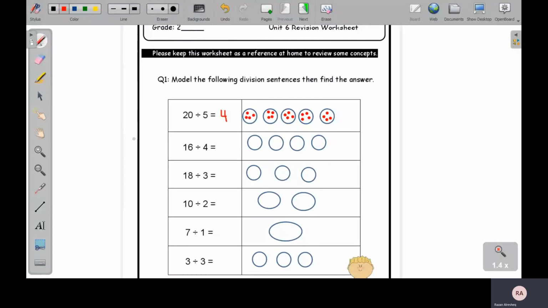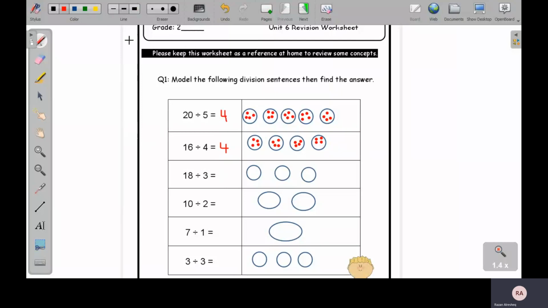Now, the next one says 16 divided by 4. What's the answer? I have 4 different groups because the second number is 4, and I'm going to equally share 16. So 1, 2, 3, 4, 5, 6, 7, 8, 9, 10, 11, 12, 13, 14, 15, and 16. So I stop here because I finished with the objects that I have, which are 16, and I can see that they all have the same number, which is also 4. So I know that my answer is going to be 4.